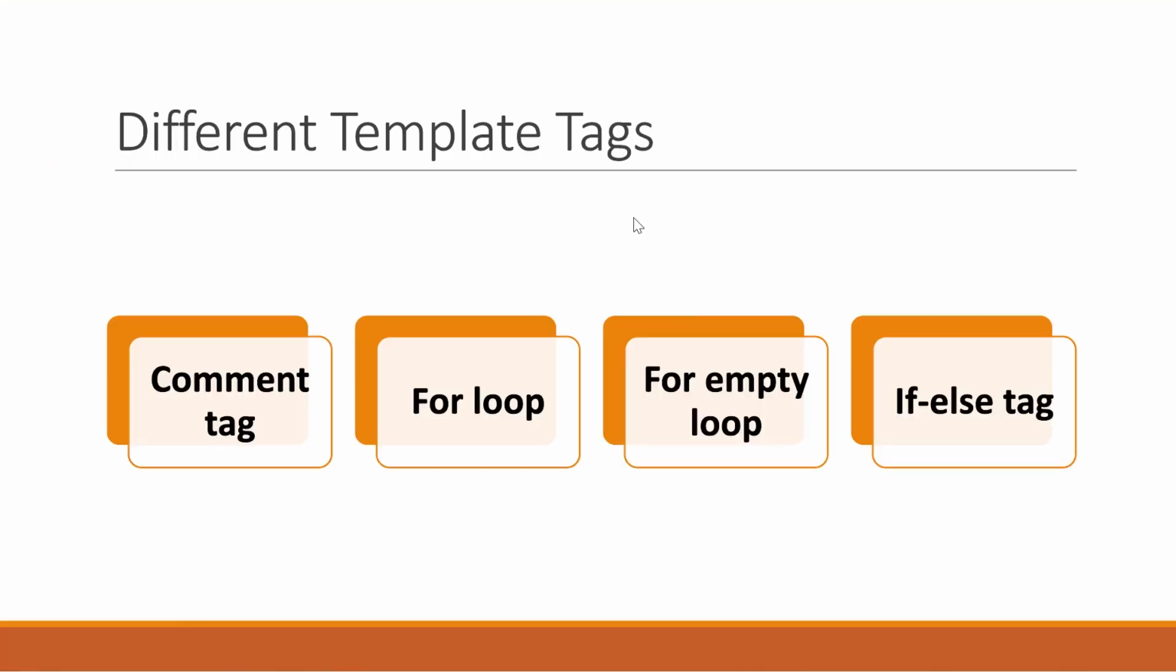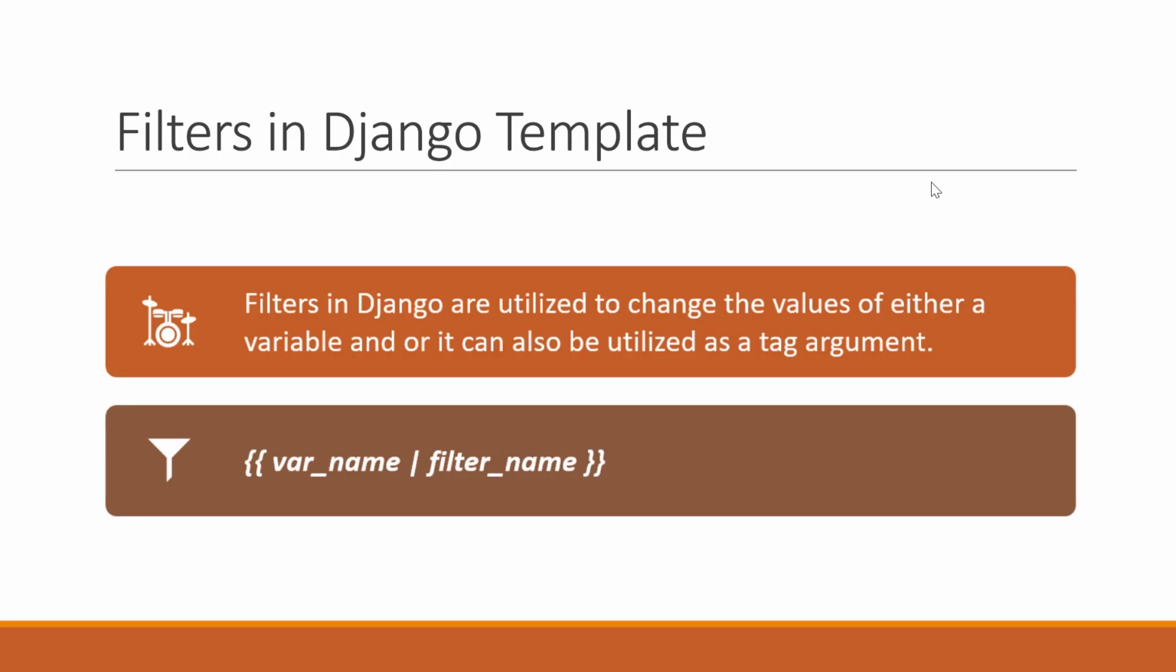So with this we have discussed these four different template tags. We have discussed about the comment tag, then we have discussed about the for loop tag. In the same manner we have discussed about the for empty loop tag, and the last we have discussed about the if else tag. Now let's move forward and let's learn about filters in the Django template.